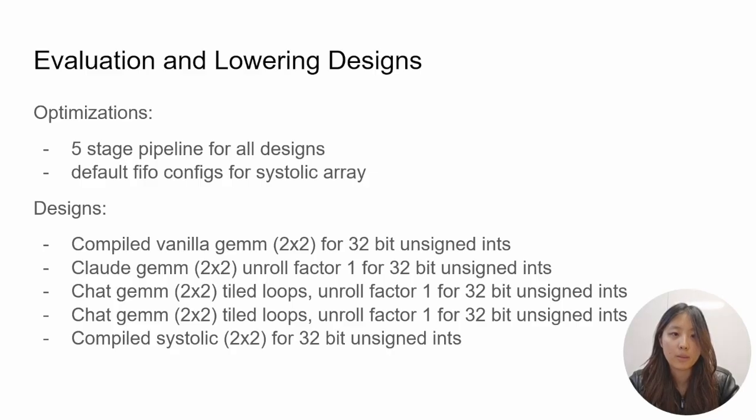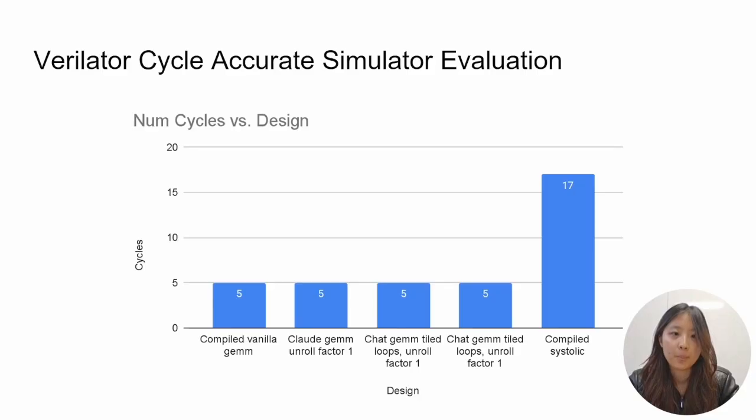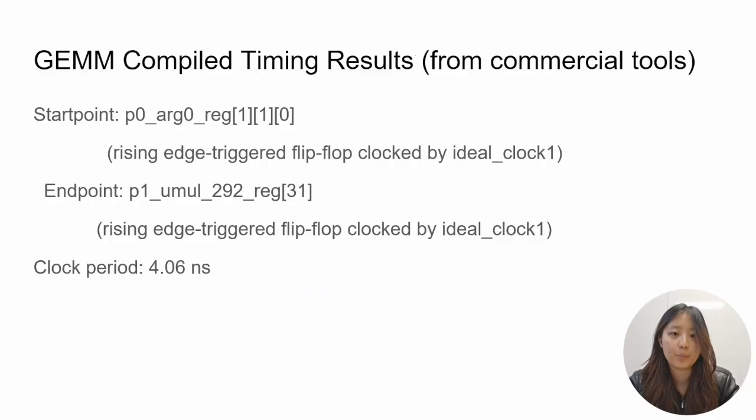We were curious to see timing and area results of our compiled designs, performing synthesis and place and route. Evaluating at the Verilog level, we did cycle-accurate simulations using Verilator. All these designs are on a 2x2 matmul. As you can see, the cycle count for the GEMMs is the same. The systolic array had a larger number of cycles, but I believe that's due to streaming and the time that it takes to set up.